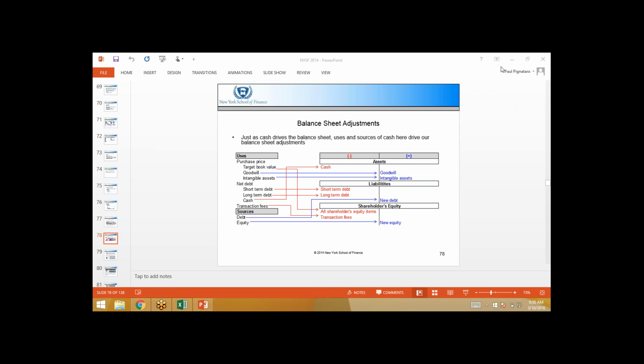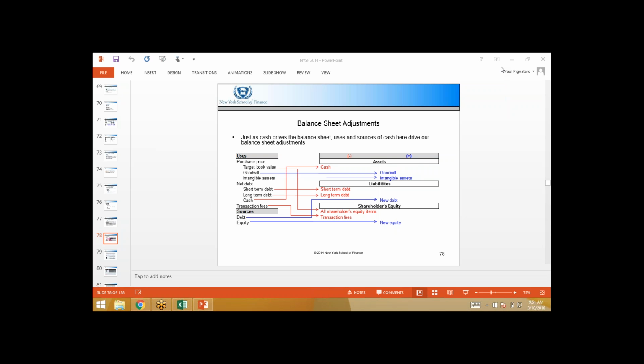What about equity? Target equity. Target book value is represented by target shareholders' equity. It will be eliminated. Every single item in the shareholders' equity section: the retained earnings, stock, preferreds, gone, bought out, eliminated, wiped out.